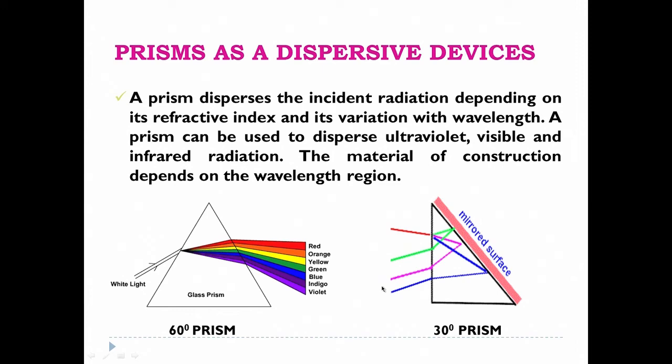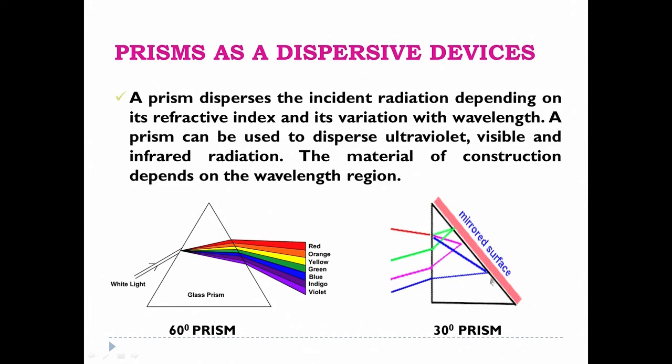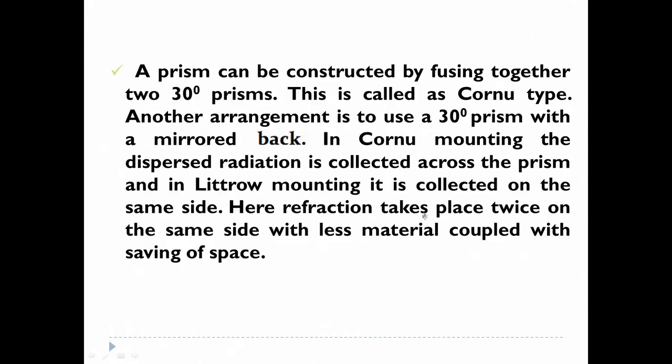Basically, a 60° prism is one-time pass. A 30° prism goes straight and then gets reflected on the same side. So, the distance would be essentially the same if I mirror one side of the prism. That mirrored 30° prism is known as Littrow mounting. So, Littrow mounting collects light on the same side.